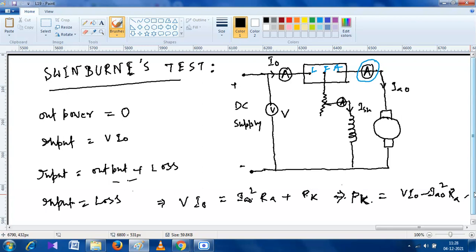So from that experiment, we determine basically the constant losses. What we determine by this experiment? Ayush, सर Pk की रूट है सर, मतलब constant losses. कांस्टेंट लॉस। Only that term, only the constant losses of that machine we just determine by Swinburne test. Have you understood?